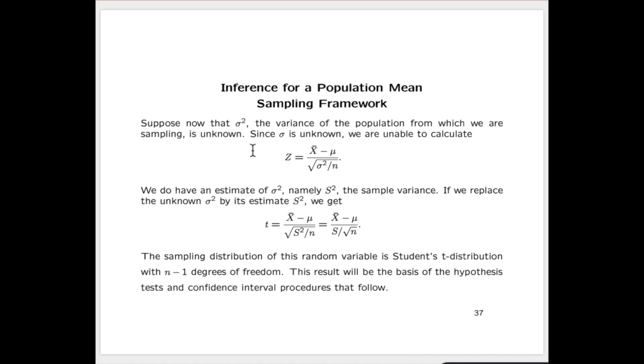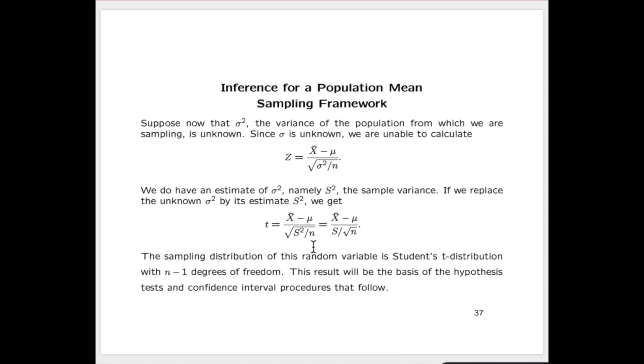And obviously, if the variance is unknown, the population standard deviation, sigma, is unknown as well. So since sigma is unknown, we're not able to calculate this standardized version of x bar that we were utilizing in the previous section to make inferences about mu. Right? We can't calculate the denominator, and so we can't calculate this. Now, we do have an estimate of sigma squared, namely s squared, the sample variance. And if we replace sigma squared by s squared in this formula, we get the following expression, which is now something that we can compute.